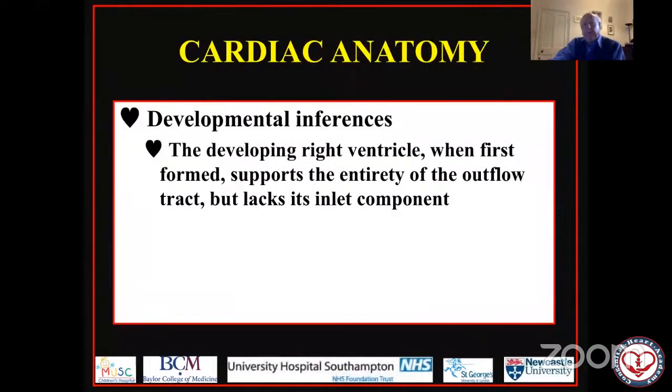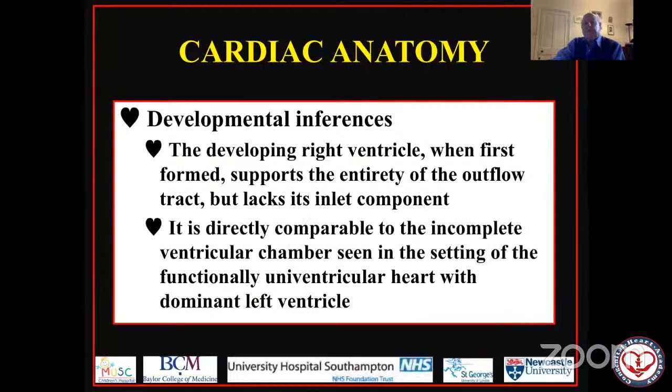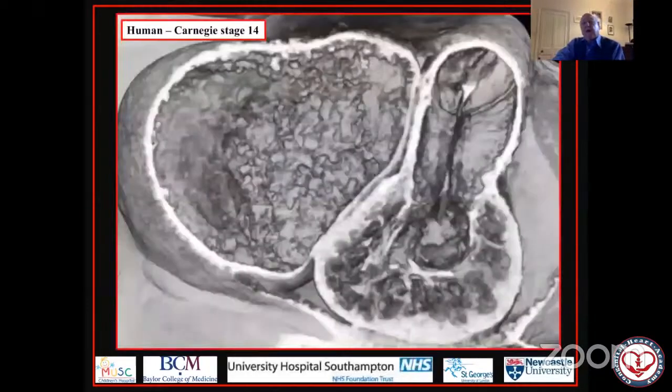So we can make further inferences, because since the developing right ventricle supports the entirety of the outflow tract, it lacks this early to make the correlations between development and the malformed hearts. Because at this early stage, what we see is directly comparable to the pictures I've already shown you about functionally univentricular hearts with dominant left ventricles.